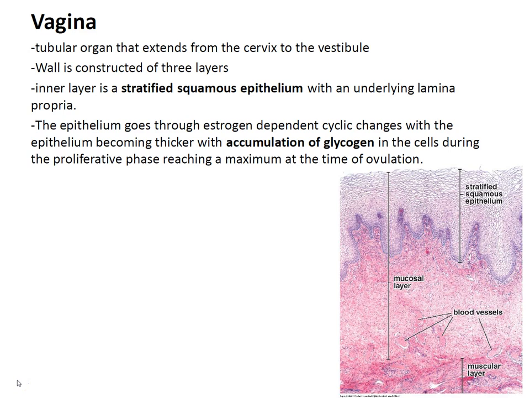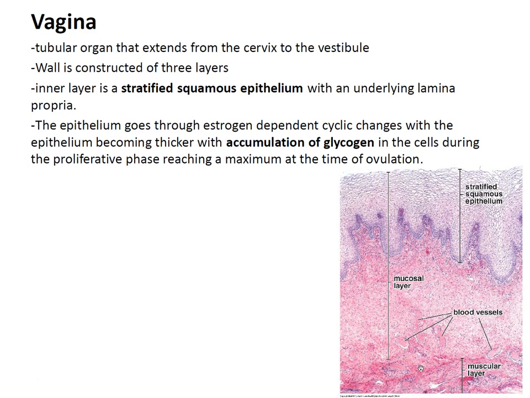Now let's look at the structure of the vagina, which is a tubular organ extending from the cervix to the vestibule. The vaginal wall consists of three layers. The inner layer is a stratified squamous epithelium with underlying lamina propria. And this surface is lubricated mainly by mucus produced by the cervical glands. Also, the deep region of the connective tissue contains a rich supply of blood vessels. These blood vessels supply the various layers of the vaginal wall.